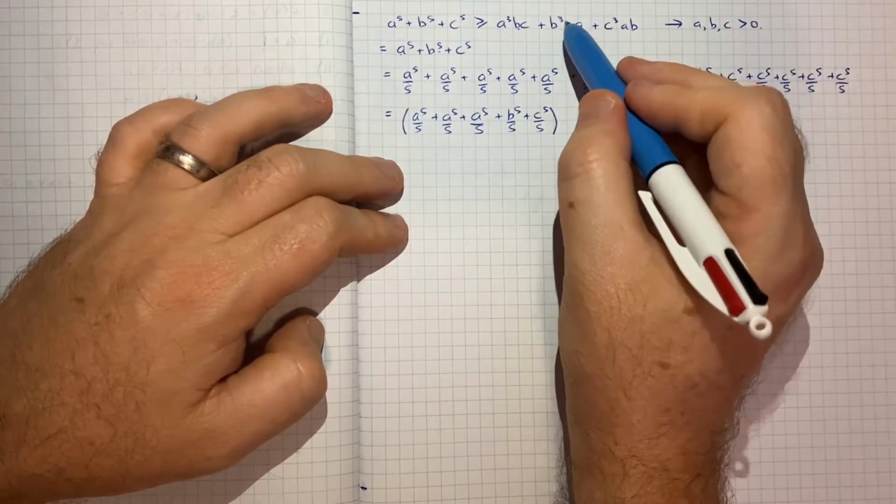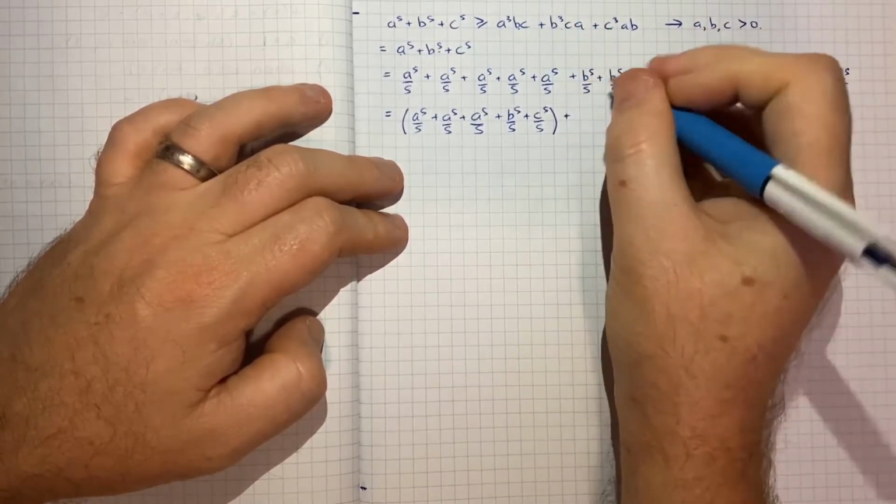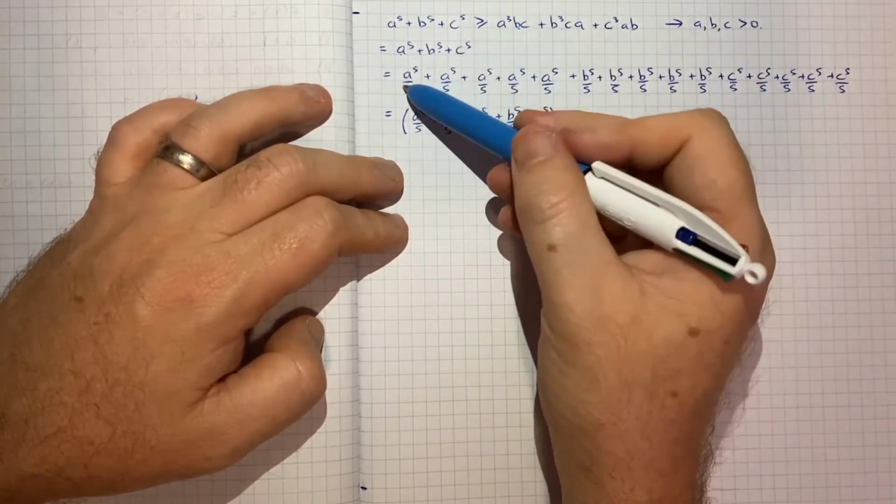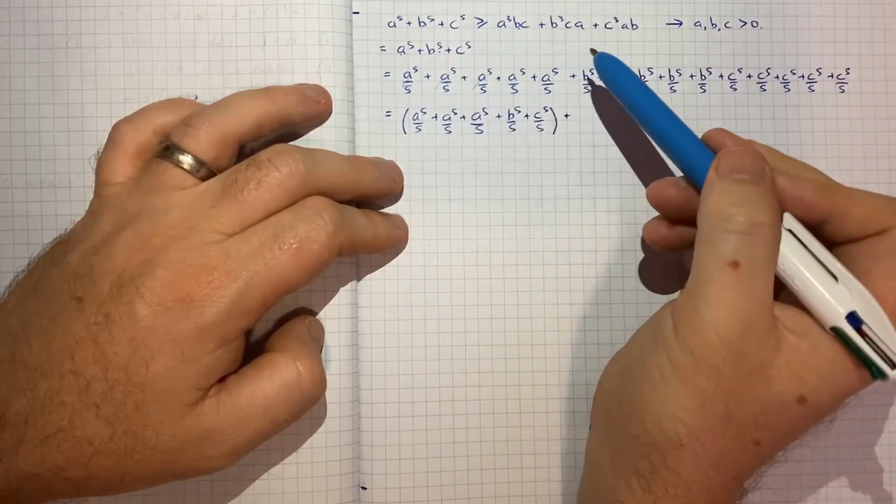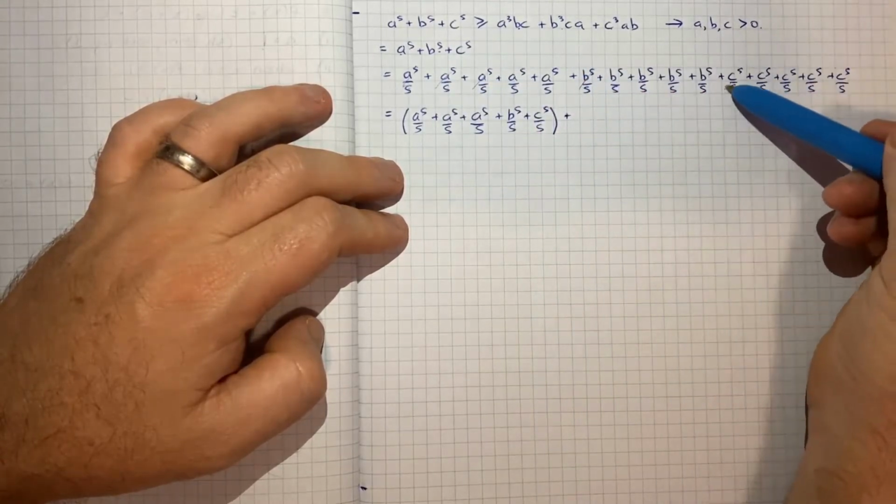Then we'll get 3 B's, a C and an A. So I've used 3 of the A's. I've used 1 of the B's and 1 of the C's.